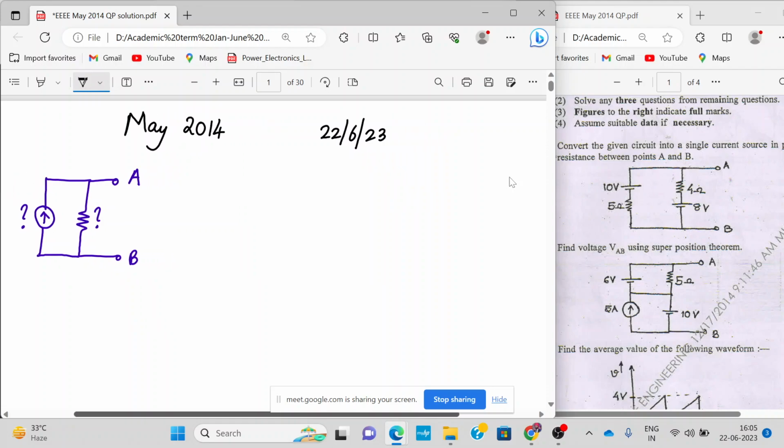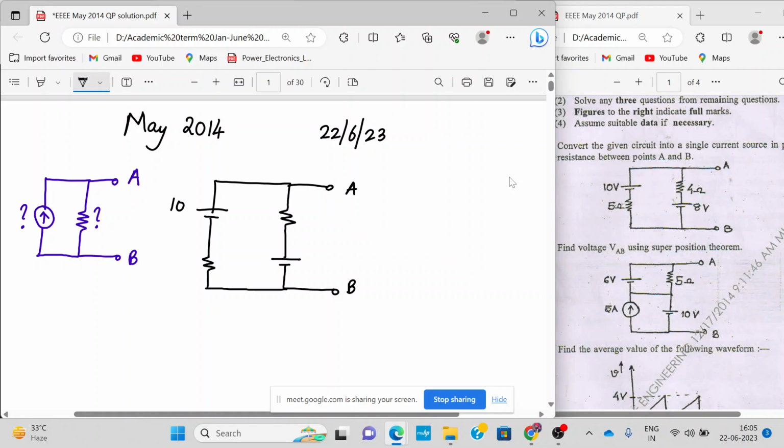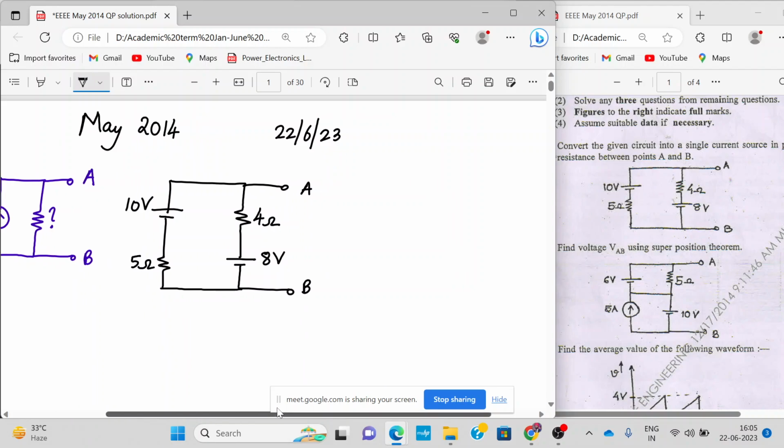Okay, so let us draw this quickly. 4 ohm, then we have a 8-volt battery over here, and this is my A and this is my B. This is 10 volt, 5 ohm, 4 ohm, and 8 volt. Okay, so let me know how will you solve this further.